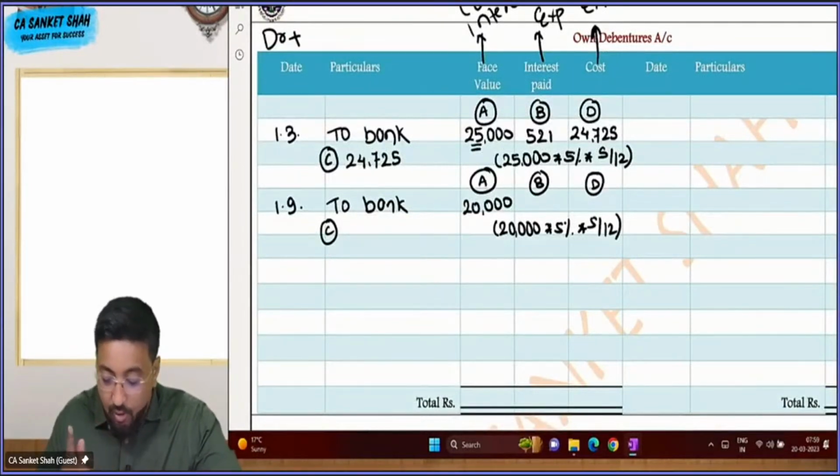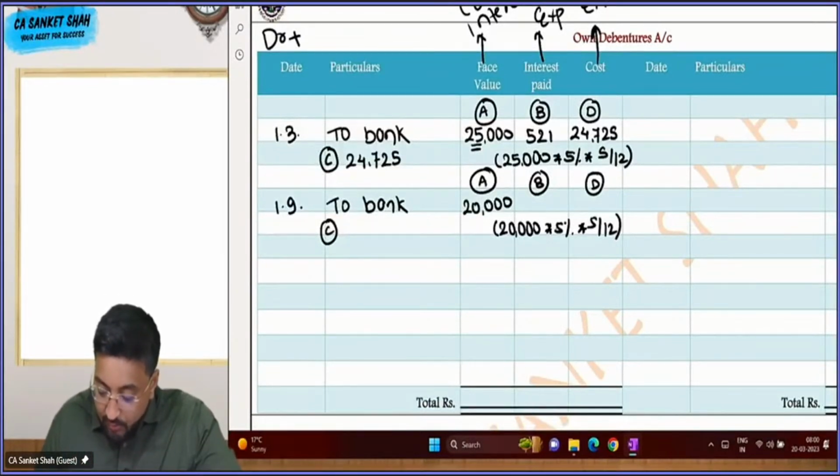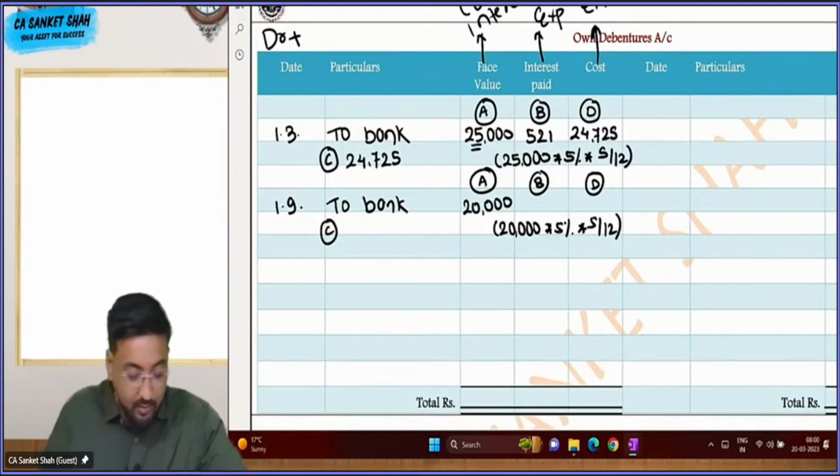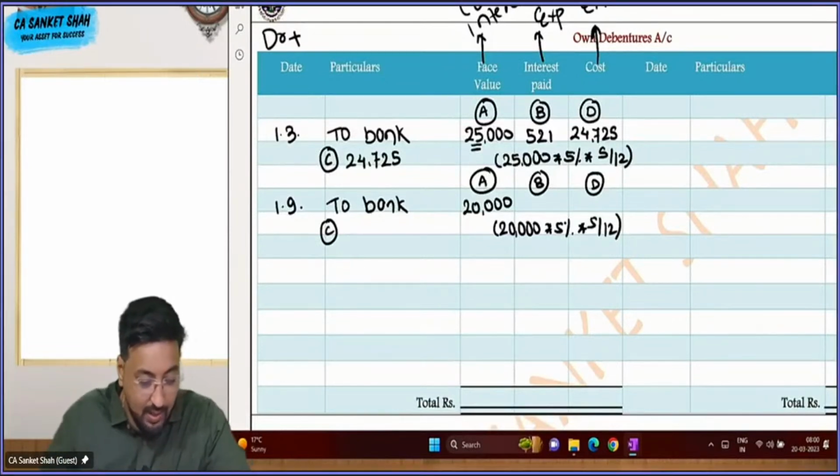Oh, I forgot one entry बेटा. ठीक है बताता हूँ मैं. 20,000 into 5% into 5 by 12. I forgot one entry. But it doesn't matter. 417.